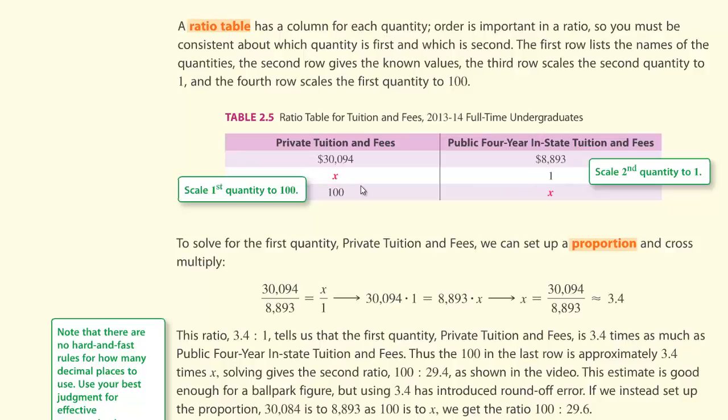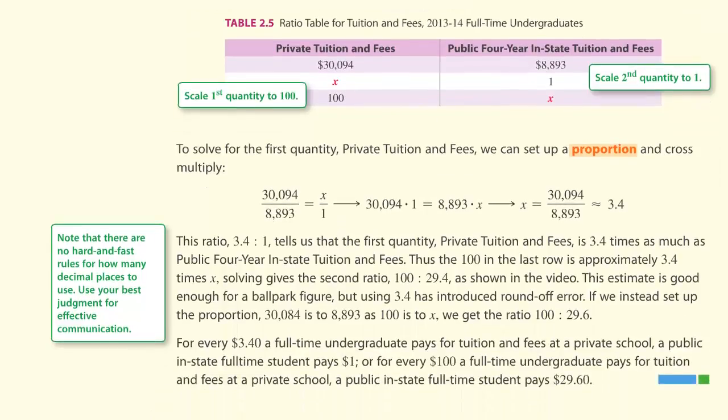And if we did it the other direction, this would be 1, and this would have been a decimal, and it wouldn't have made as much sense. Now we can set up the other one the same way. Before we did 30,094 over this equals x over 1. If we did that same ratio, we'd have 30,094 over this equals 100 over x, and x would be in the bottom of our fraction, and that's a lot more work to solve. So why not instead do 8893 over 30,094 equals x over 100 and solve it that way? Makes the math a lot easier.